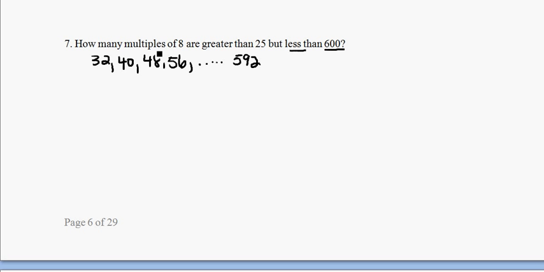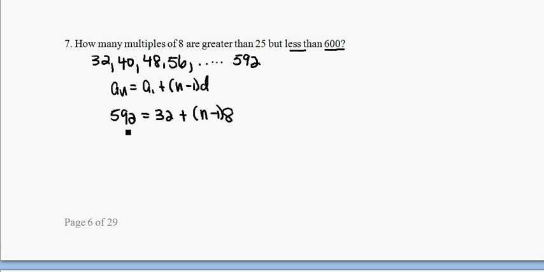The question is, how many multiples are there that are between 25 and 600 that have to be a multiple of 8? Well, we have a common difference of 8, and our last term is 592, and our first term is 32. So using our general term of an arithmetic sequence, we get 592 equals 32 plus, I don't know how many terms, that's what I'm looking for, times the common difference of 8. So I subtract 32 from both sides. 592 minus 32 gives me 560.